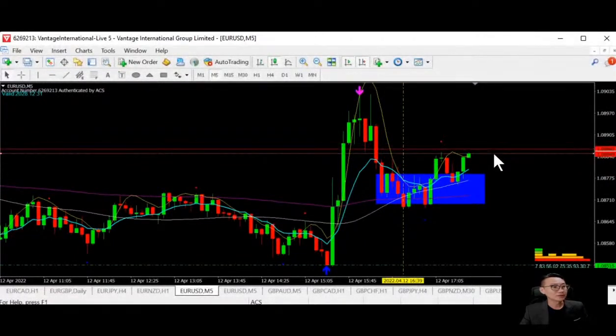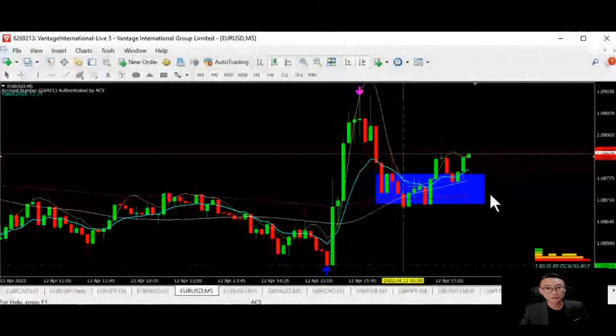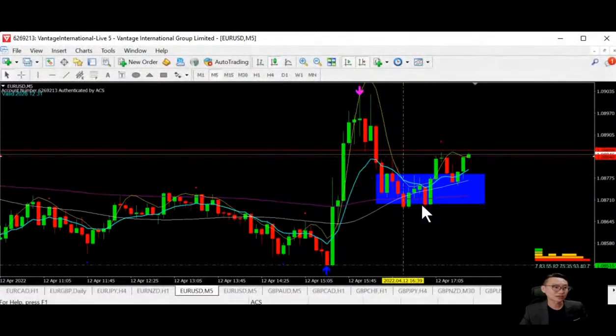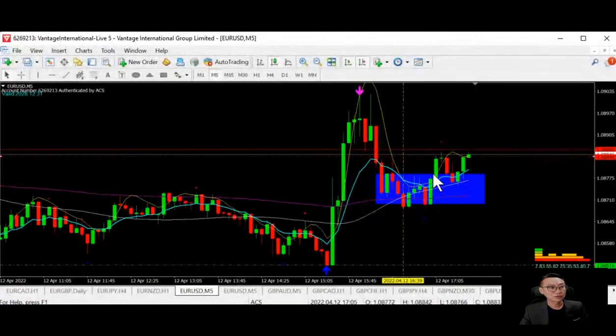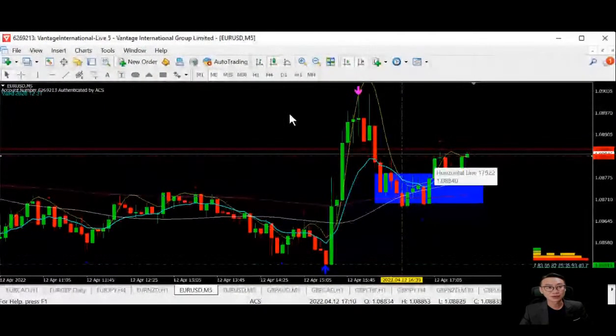So if the resistance forms as a V over here, then that's it. It will start to come down again. You get what I mean? It will start to come down to test the support, and it will come down very fast. Just like this, coming as an A, then it will go up to test the resistance very fast. So this is how it goes.